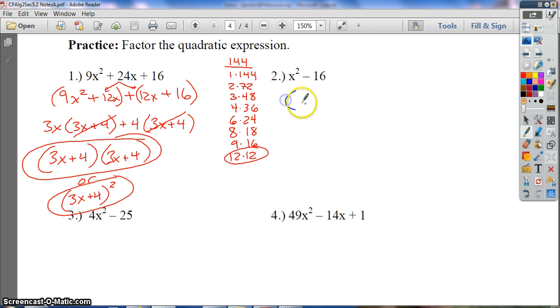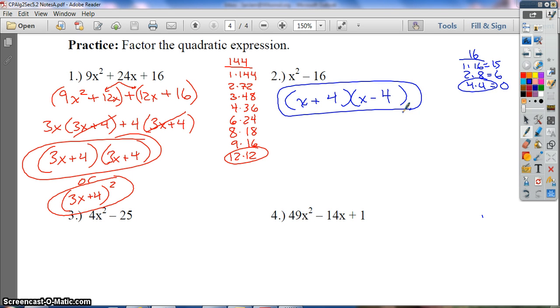All right, next one. With your x plus, x minus. Just think positive times a negative will give you a 16. Numbers that multiply to be 16: 2 times 8, 4 times 4. We want a difference of 0. All these have differences of non-zero. 4 and 4 are in.